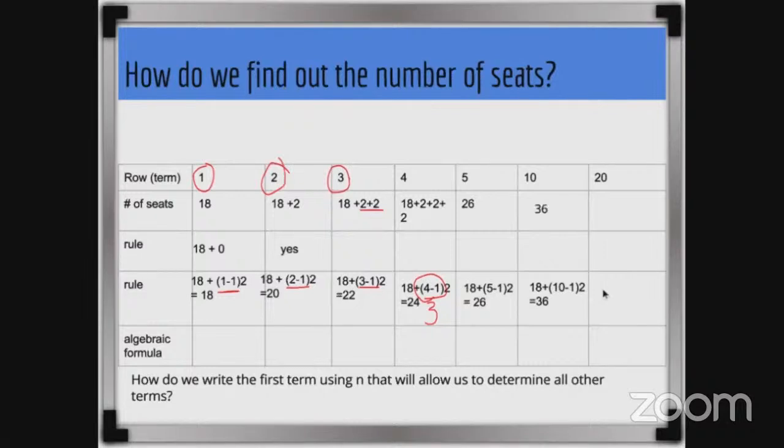So what about the 20th row now? You have to tell me what about the 20th row. Miss, you would have 1 less than 20, which is 19. Good. Plus 18. Right. We'd have 1 less than 20 sets of 2s. 1 less than 20 sets of 2s.